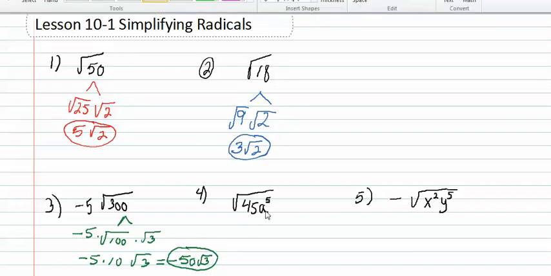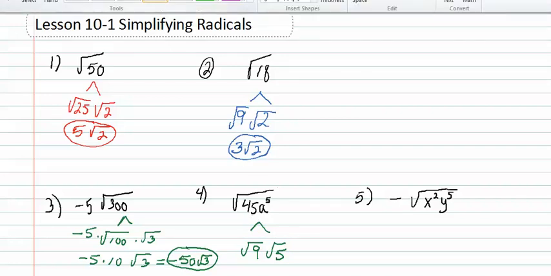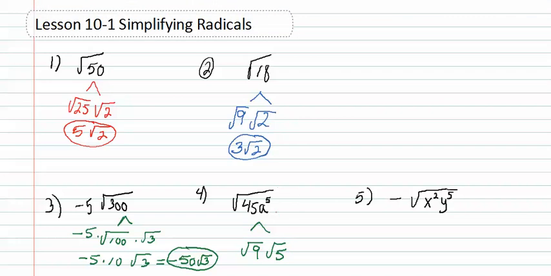Okay, now I got 45 and the square root of a to the 5th. So square root of 45 is not a perfect square, so I'm going to break it down, and I've got square root of 9 times square root of 5, because when I multiply these together, I get the square root of 45. With letters, we can take the 5 and divide it by 2. So 2 will go into 5 2 times, and there's 1 left over.